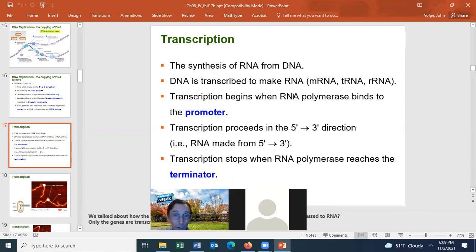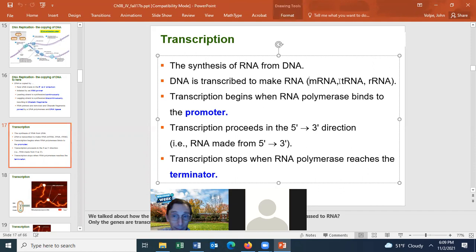Anyone have an answer for how the RNA polymerase knows which RNA type to make? When does it make messenger RNA? Or when does it make tRNA? All right, think about it.